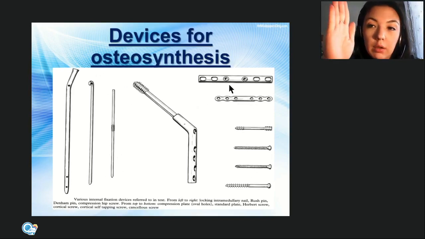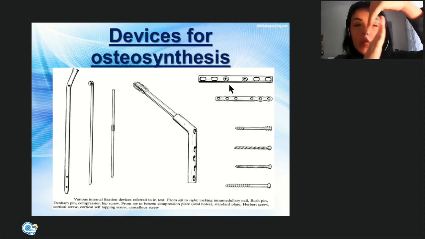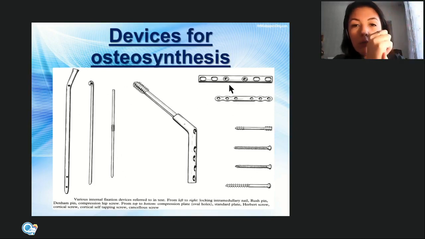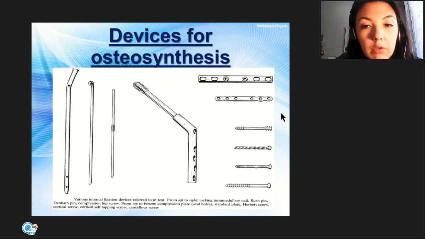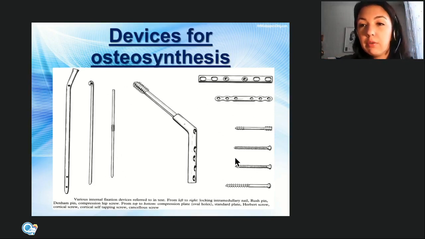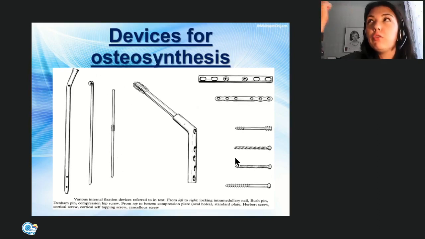We attach one end of the plate to one end of the bone, the other end of the plate to the other end of the bone, and we fix it with screws. It's like when there is a cupboard and a door: you need to fix the door to the cupboard, and you use something like that.